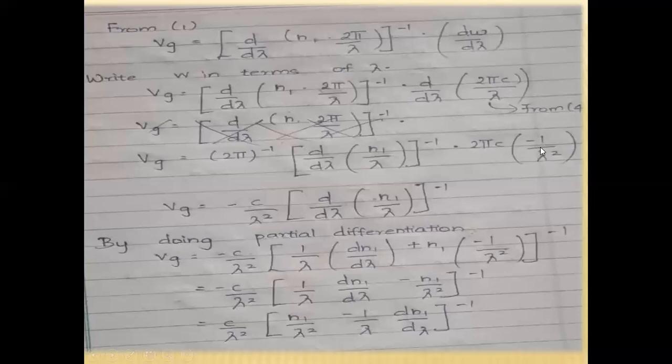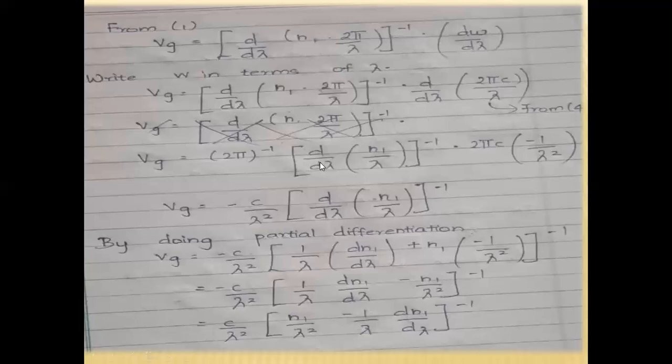So now this term is taken in here. So we will get this 1 by 2π. In the numerator we have 2πc, so this 2π and this term, which can be written as 1 by 2π, get cancelled. So we will get the value as minus c divided by λ².